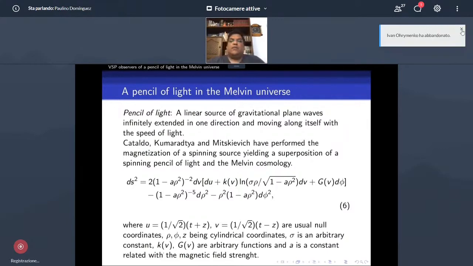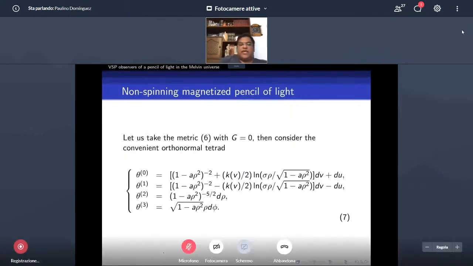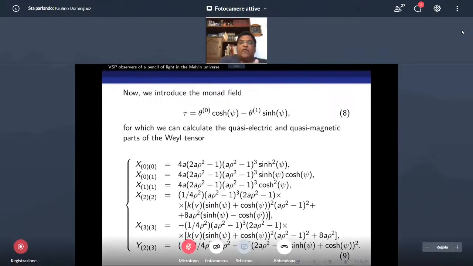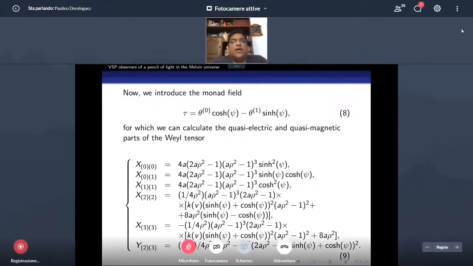Okay, so we're working with tetrads instead of the metric for using Cartan theory. And we introduce a monad field. It has the four velocity of any observer. And we can write here in the expression hyperbolic cosine and hyperbolic sine of some arbitrary function psi, that we must find in order to represent the full solution.